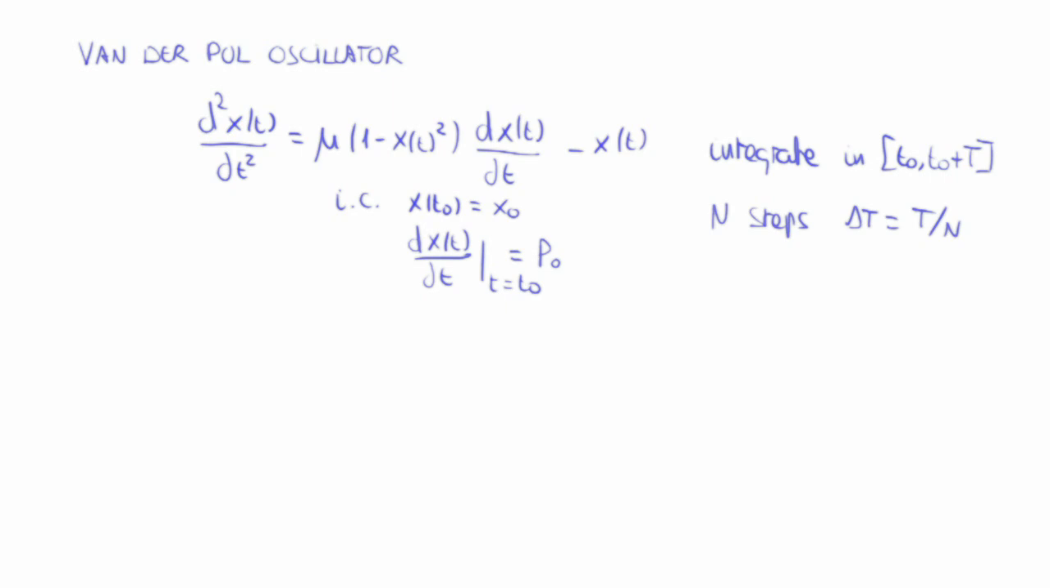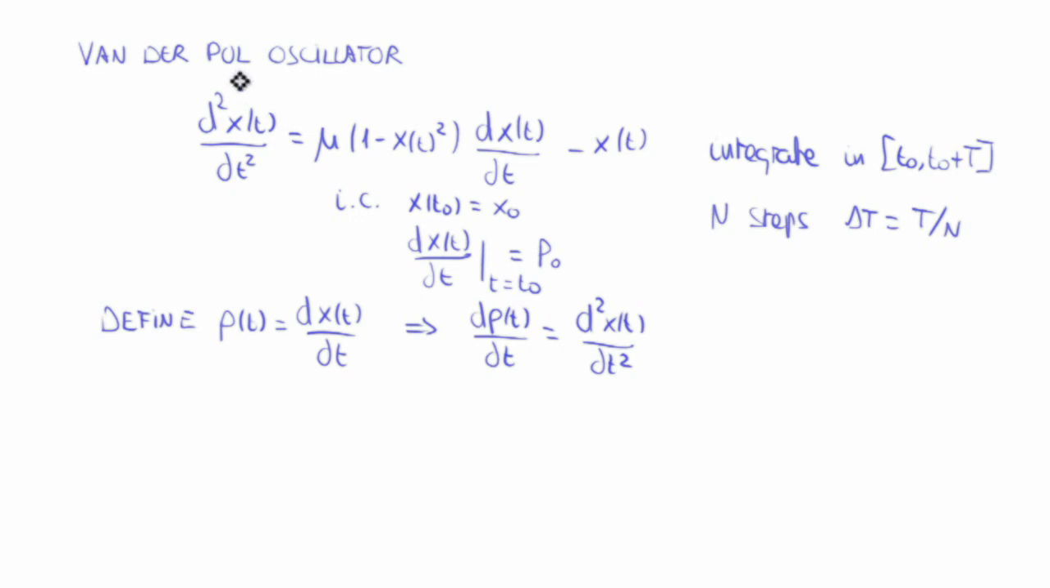The earlier method was valid for first order equations. However, this is second order. In order to transform this equation into first order equations, we're going to define the momentum as a new variable. Notice that if we take the derivative of the momentum with respect to time, we get the second derivative of the position with respect to time, which is the quantity that appears on the left-hand side here.